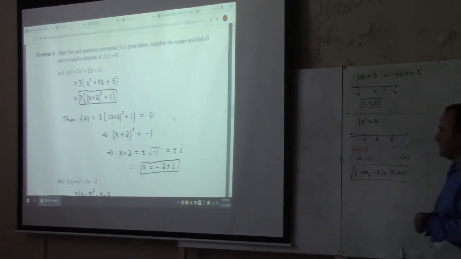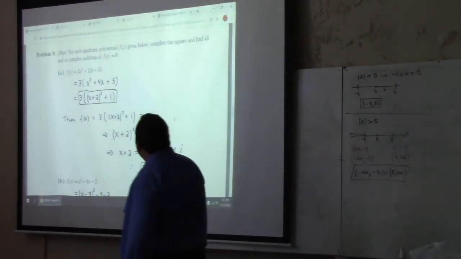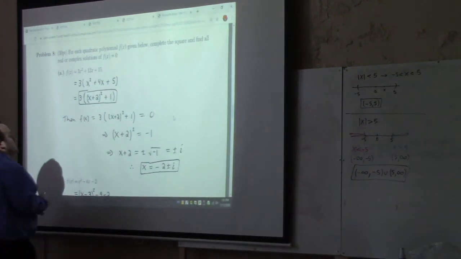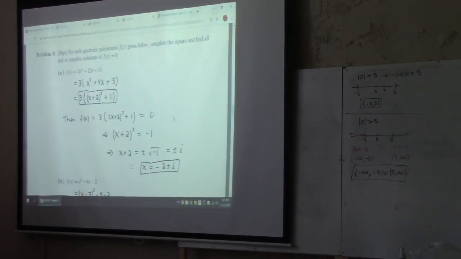So complete the square, right? I factor the 3 out to make life easier. And then I take half of the x term, which is 2, I add it to x, I square it. When I multiply that out, it gives me a 4. But since I've got a 5 here, I still have to add 1 to make this equal to that. So I completed the square. And if it's a plus after you complete the square, that means there are just complex solutions, right? So there you go.